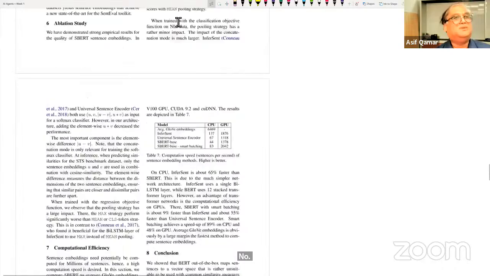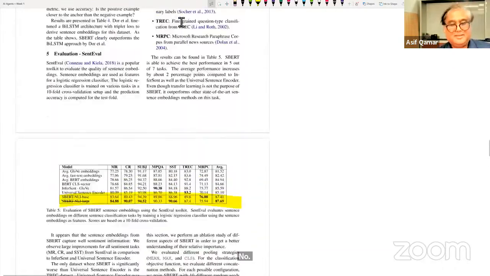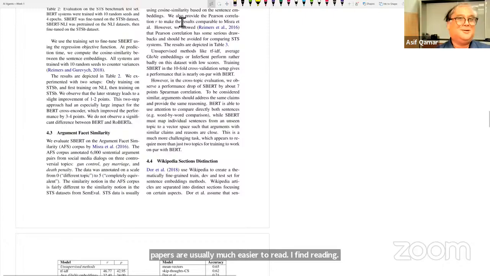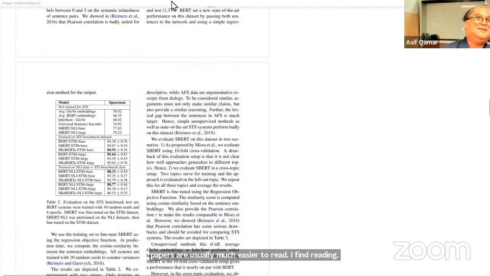Now, papers are usually much easier to read. Trust me, I find reading corporate engineering docs much harder than papers. Yeah, go ahead.